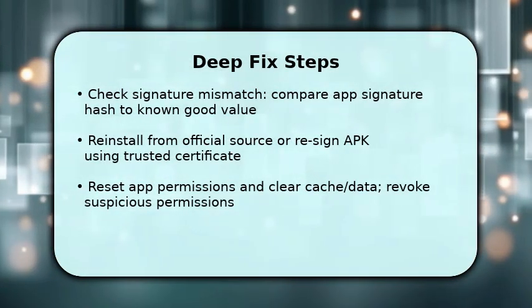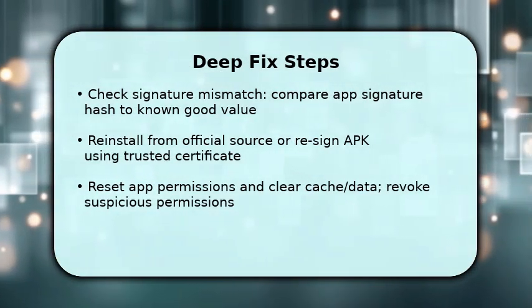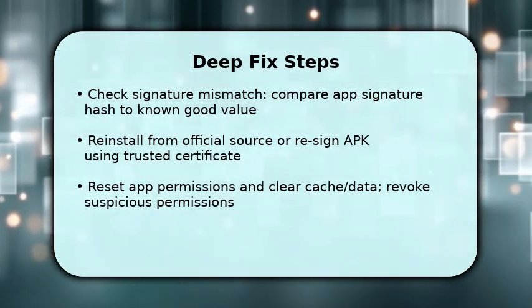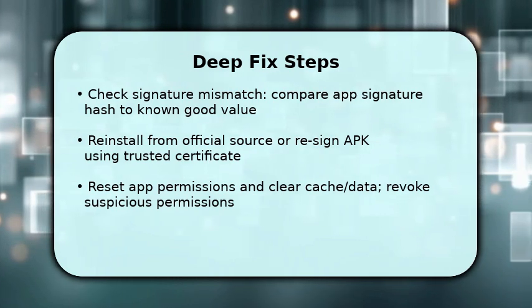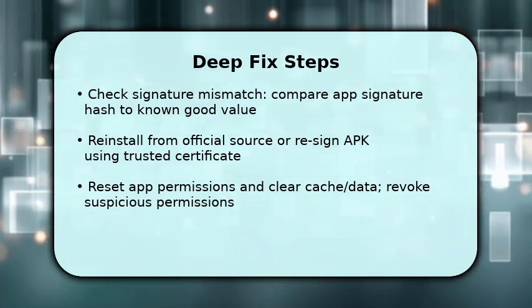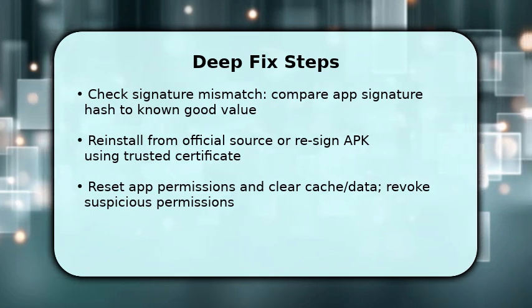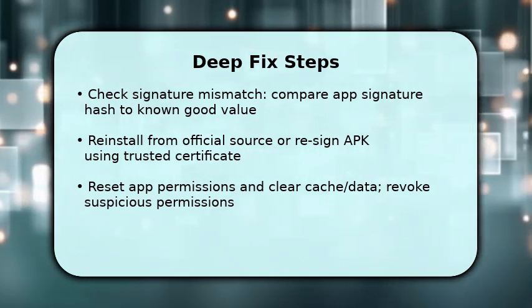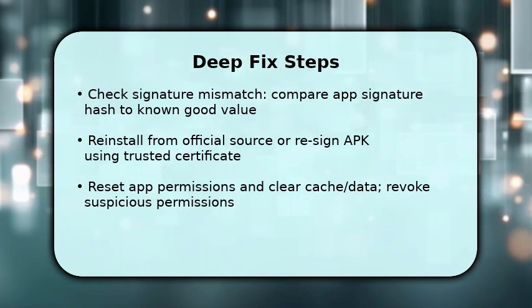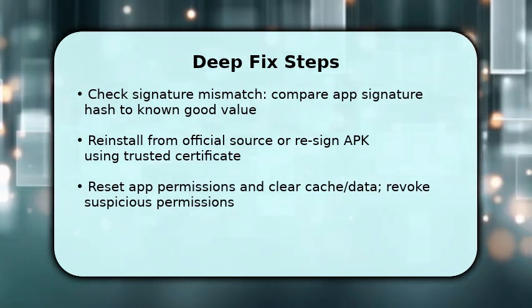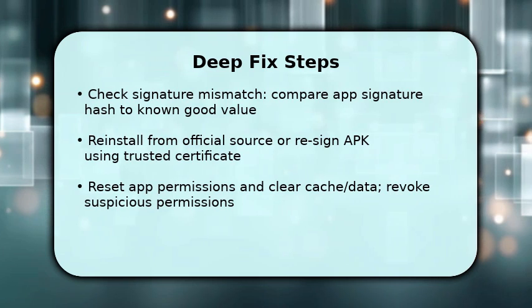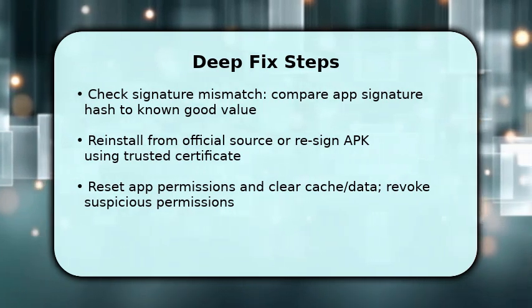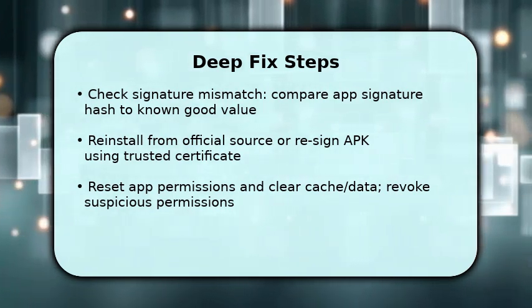Next, you tackle the complex middle steps. Check for a signature mismatch by comparing the app's signature hash against the expected value, because a bad signature causes the cannot verify error. If mismatched, reinstall from the official store or re-sign the APK with a trusted certificate. This restores trust. Then reset app permissions and clear cache and data to remove corrupted state.